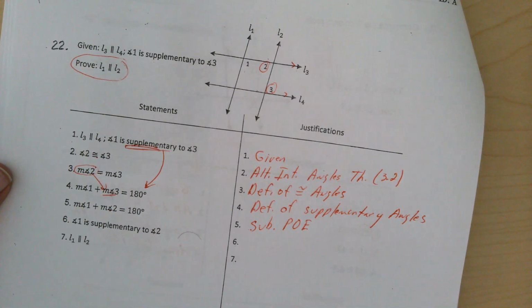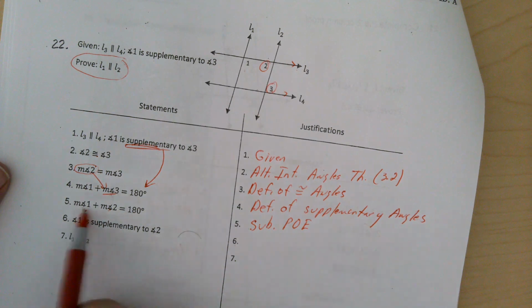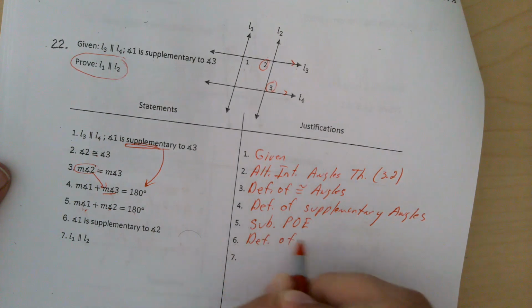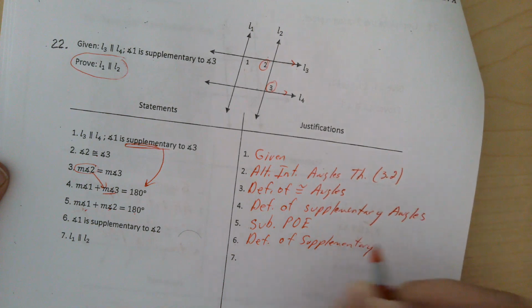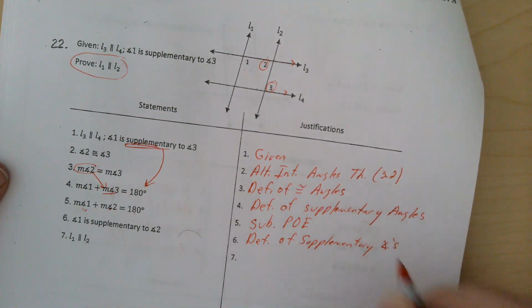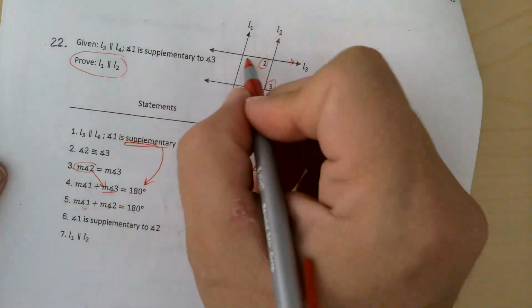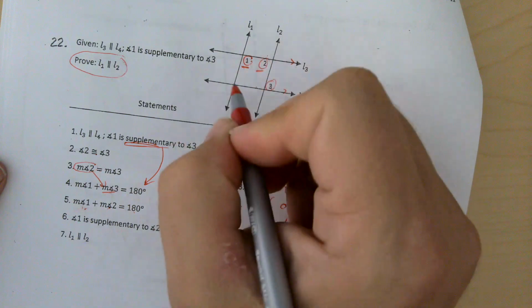And then from there, the fact that we can see that 1 and 2 are equal to 180, I can say that 1 and 2 are supplementary by definition. So as soon as we can show that they must add up to 180, I am going to use the definition of supplementary angles again. Okay?